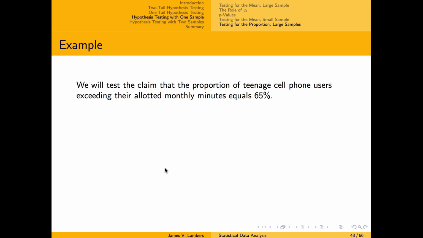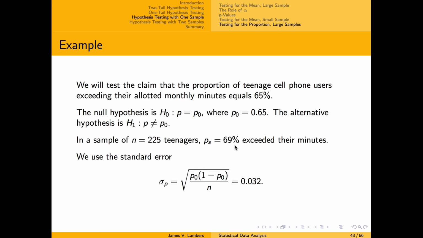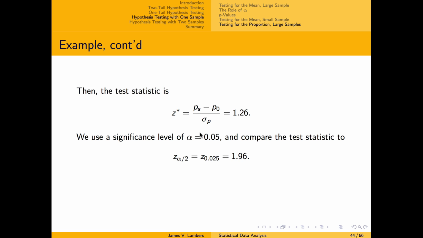To illustrate this process, we test the claim that 65% of teenage cell phone users exceed their allotted minutes. The null hypothesis is that p equals 0.65, so the alternative hypothesis is that it does not. We use a sample size of n equals 225 and get a sample proportion of 69%. Note that for the standard error, we use the hypothesis value of a proportion, 0.65, rather than a sample proportion. Then we compute our test statistic in the usual way. With a significance level of 0.05, since this is a two-tailed test, we actually need z 0.025.